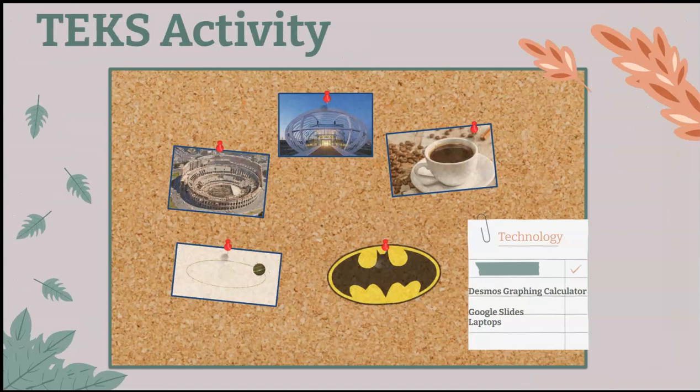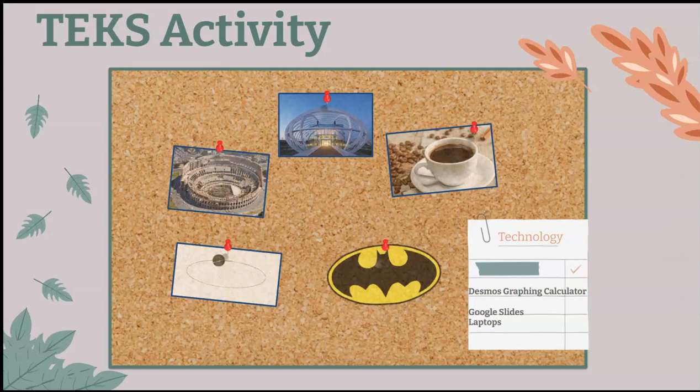So here are the different pictures that I suggested. I can use so many more everyday examples, but as you can see, there's the Batman logo, Colosseum, the Istanbul showroom, the coffee cup, and the rotation of the Earth around the sun. As you can see, they're good ellipses, and students would match the ellipse equations over those ellipses in real life.